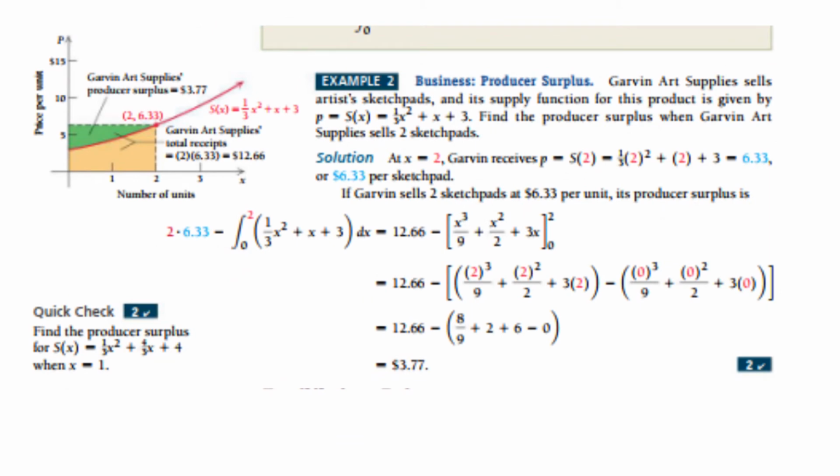Let's do an example. So suppose that this art supply store sells sketch pads, and its supply function for this product is given by P equals S of x equals 1/3 x squared plus x plus 3. So this is their supply curve. Find the producer's surplus when Garvin Art Supplies sells 2 sketch pads. Well, at x equal 2, we substitute 2 into this equation. We find out that this point is 6.33 per sketch pad.